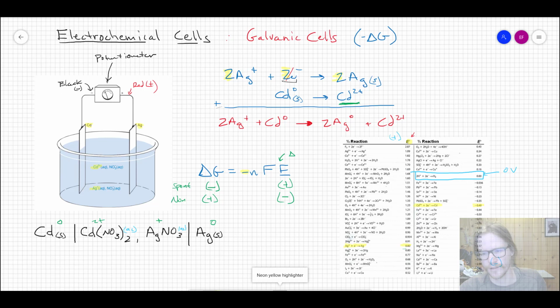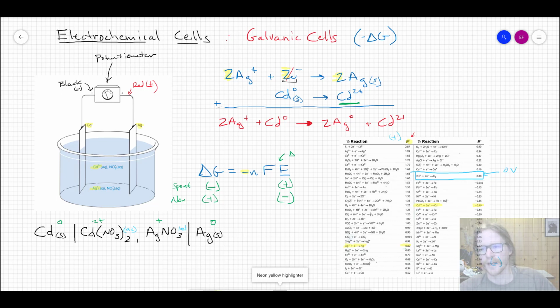That's what the naught is there. That's 0.8, but we don't multiply that by 2 because it's an intensive property. It doesn't matter if we have 1,000,000 silvers or 1 silver, it still takes the same voltage to drive this reaction. So it's an intensive property, which is different than energy, at least in terms of Gibbs free energy, which is an extensive property, which of course is in units of kilojoules per mole.